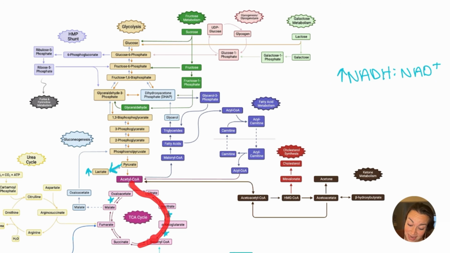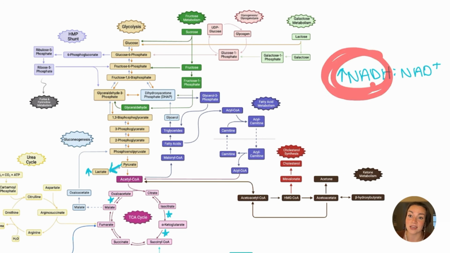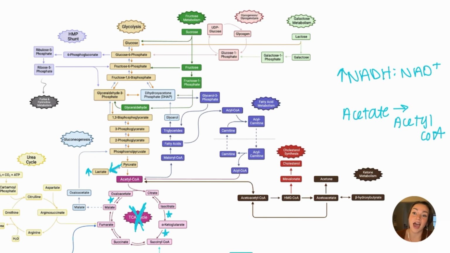Additionally, several TCA cycle enzymes are inhibited by an increase in NADH. So with increased NADH, we're going to shut down the TCA cycle. Additionally, in ethanol metabolism, we break down our ethanol into eventually acetate, and that acetate turns into acetyl-CoA. So we have a ton of extra acetyl-CoA, but it can't go into the TCA cycle. So instead, it is going to shunt over into other metabolic pathways, like ketone production, causing ketoacidosis.